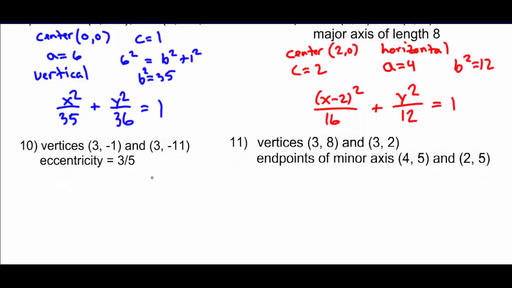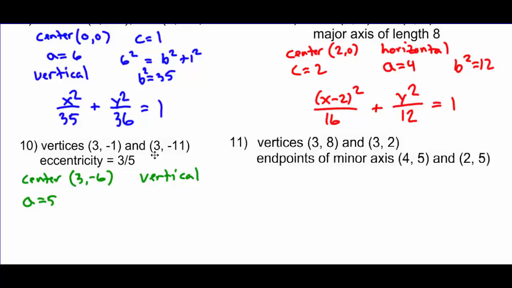All right, let's do number 10. Again, if you look at vertices, you can figure a lot out. I know the center is going to be at 3, and oh man, this isn't fair. Oh, -6. It's fine. What's halfway between -1 and -11? Add them together, divide by 2 if you need to. Also from that, I can figure out that the A value here would be 5. If the vertices are (3, -1) and (3, -11), this ellipse would have to be vertical.